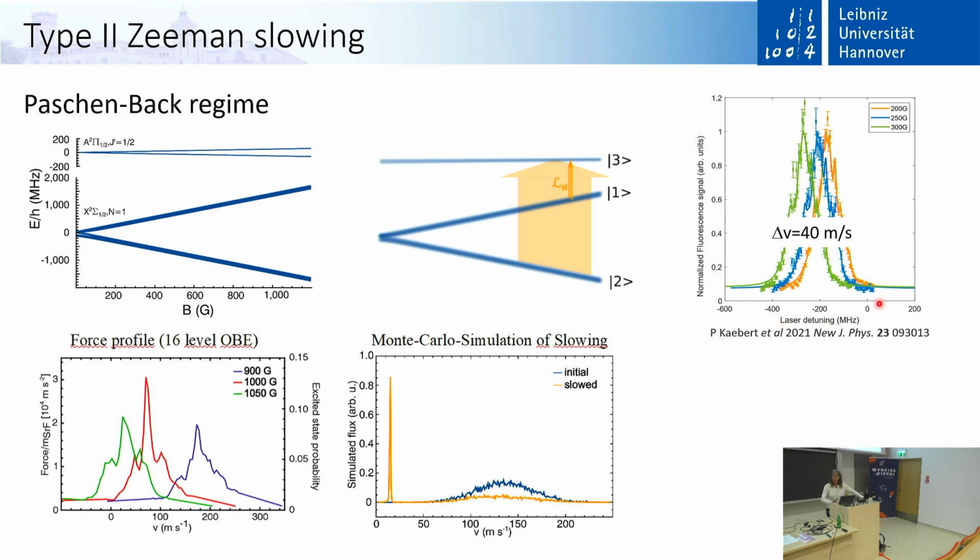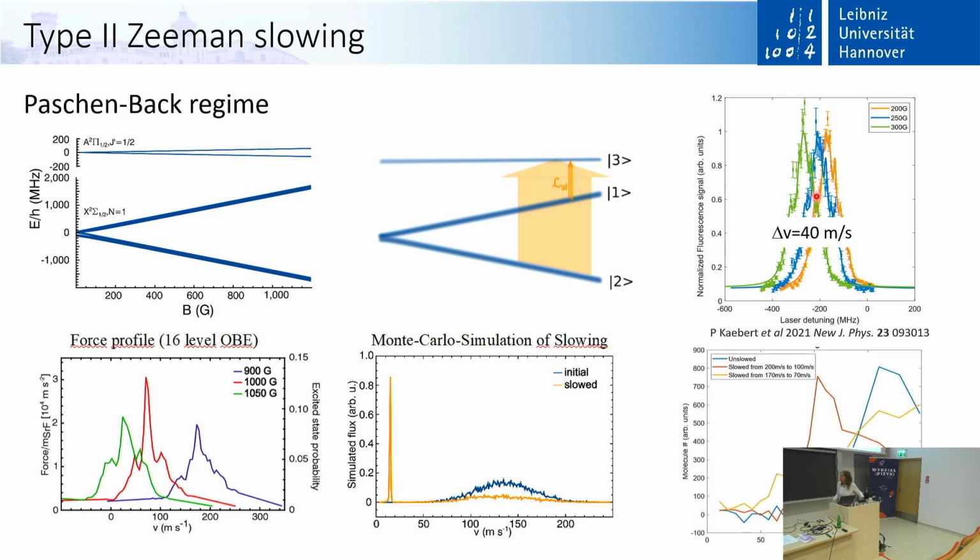And as you can see, it's tunable in magnetic field. There are different curves for different magnetic fields. And it's narrow in velocity with a width of approximately 40 meters per second. Putting this into a Monte Carlo simulation, it should still work. And then we do the Zeeman slowing in the experiment and try to get a signal. And there we still face some issues.